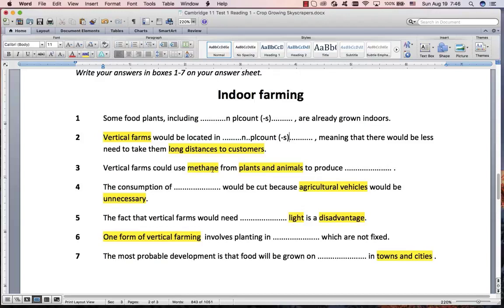Vertical farms could use methane to produce. This one, not much. It's not singular. There's no "a" or "an", but it could be uncountable. We produce something, so it is a noun. It could be uncountable or countable plural. Preposition means we're looking for a noun. It could be uncountable or plural, but not single.